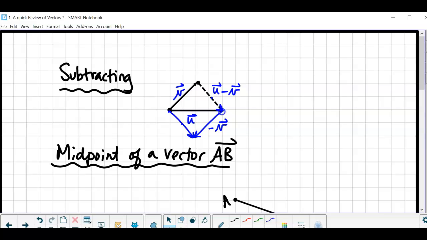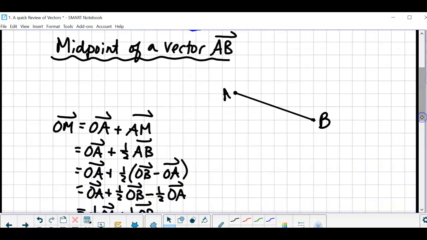It's going to be the vector that gets you to the arrowhead minus the other vector, as long as they're starting tails together. Okay, midpoint of a vector AB. So there's vector AB. A little bit hard to see the arrowhead, but it's there. We can tell what the midpoint is in this one because it's on grid paper.